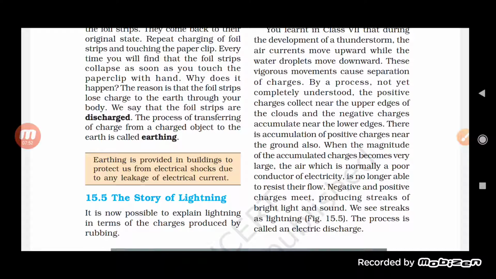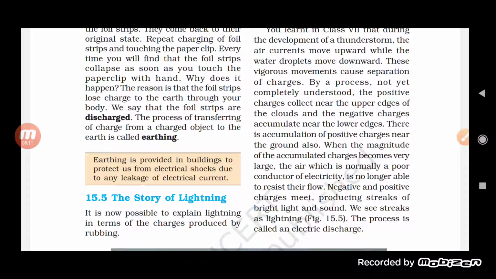So we have understood that the air current moves in the upward direction, and water droplets move in the downward direction, and in this process the positive charges are collected at the upper edges of the cloud, and negative charges are collected near the lower edges of the cloud.